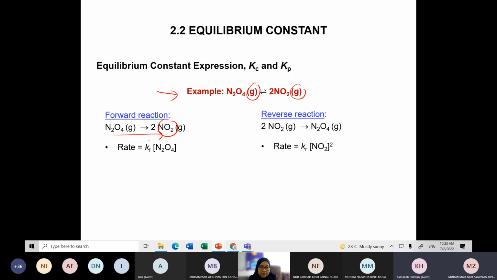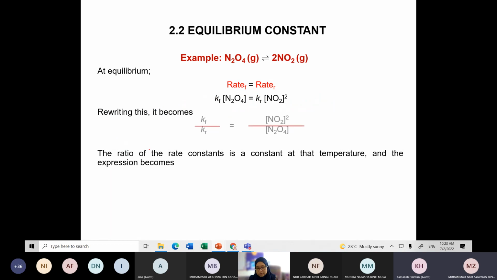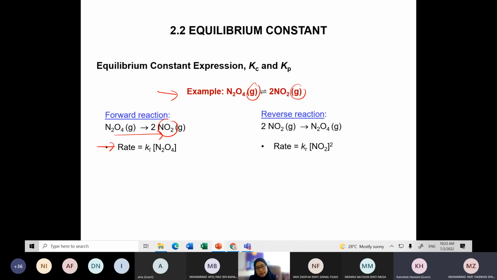For this forward reaction, it can be written as this. Kf, where F stands for forward, is the rate constant. N2O4 is the reactant, raised to a power of 1.